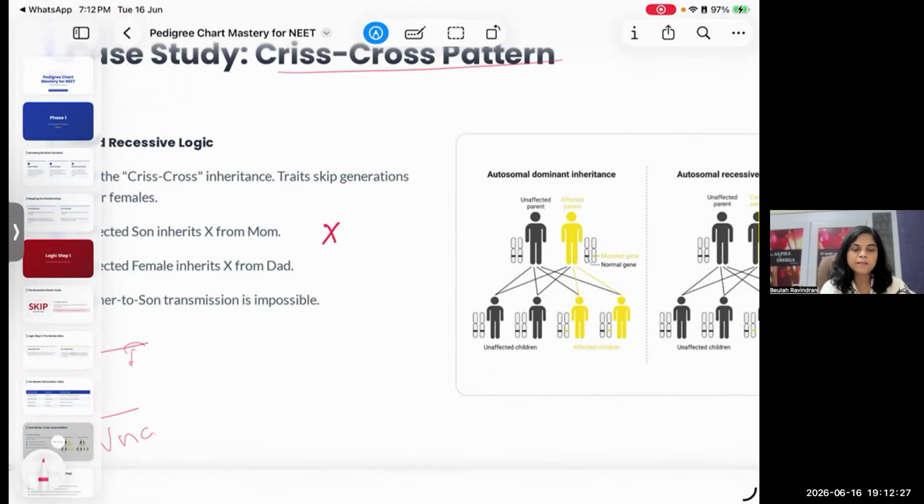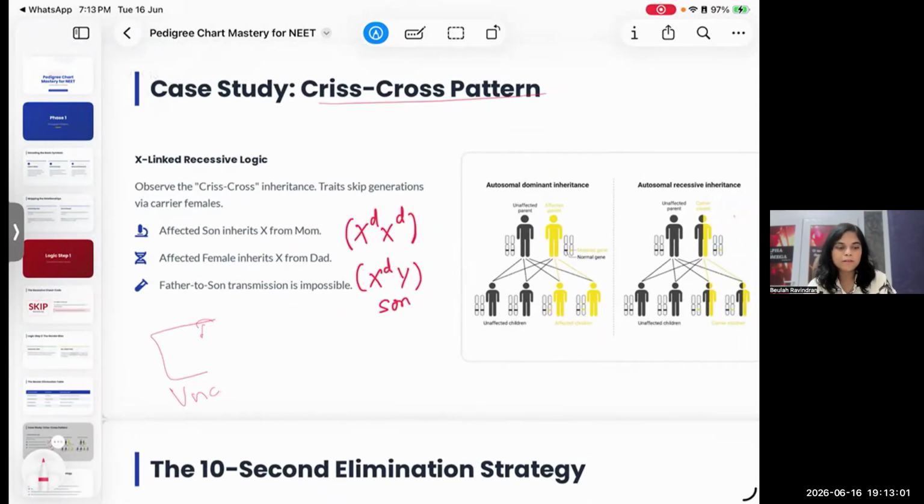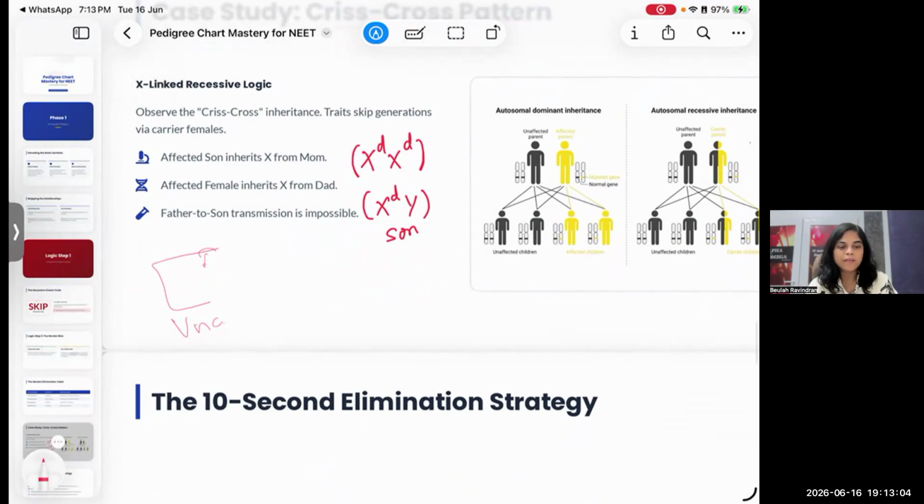So this is the defective X chromosome. This is the mom, and from the mom the son also gets the same X. So the X is defective, and the father might be unaffected, but the son is guaranteed to be affected. It's sure. If you see an affected mom with a normal son, boom, it cannot be X-linked recessive. For example, observe this pattern. Definitely an affected son inherits X from mom.